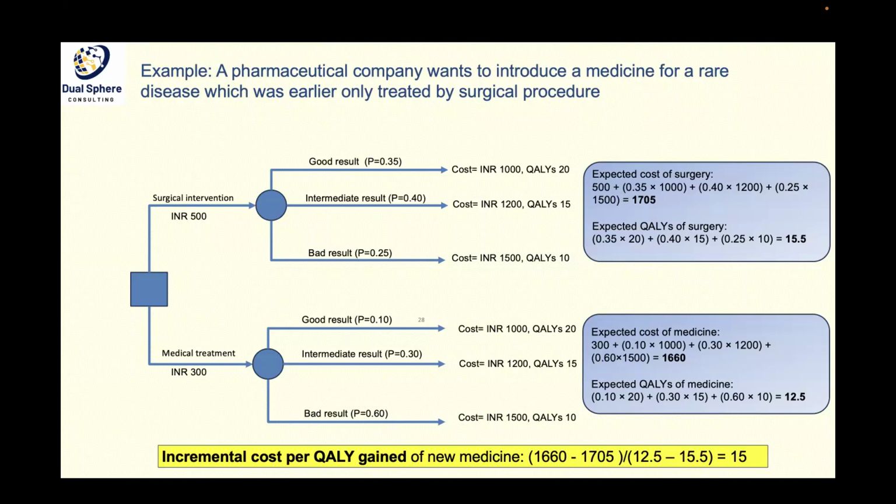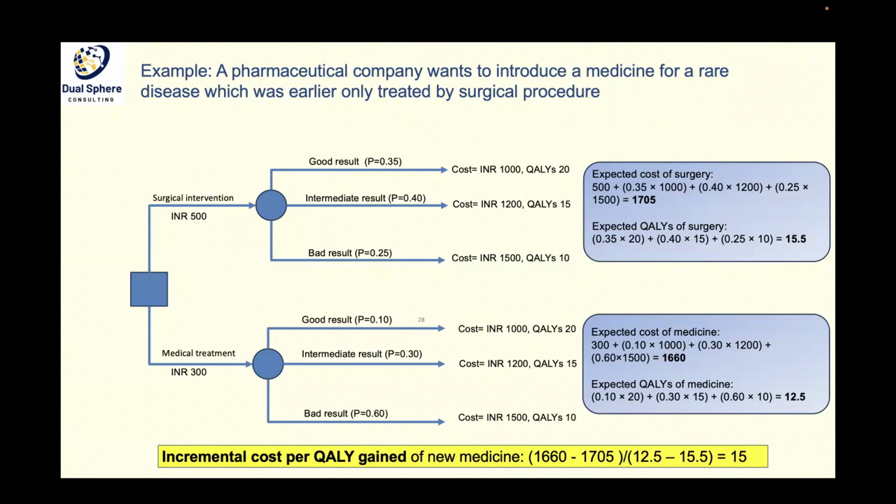Now with both options, what is the possibility? Either the surgical intervention or the medical treatment gives you good results, intermediate results, or bad results. Either the surgery is successful, or partially successful, not 100% of patients cured, or the surgery wasn't successful. Similarly with the medical treatment, either 100% cure happened, or 50-50%, or the medical treatment didn't work with the patient. So these are the different possibilities.